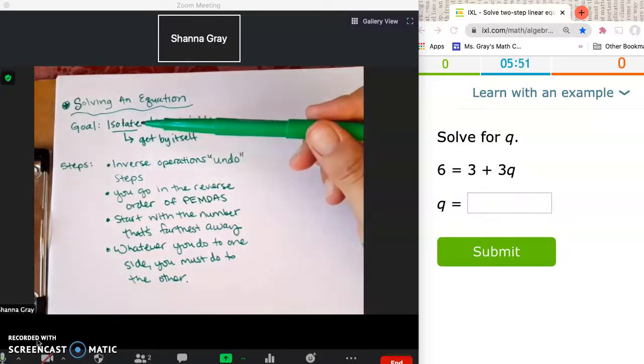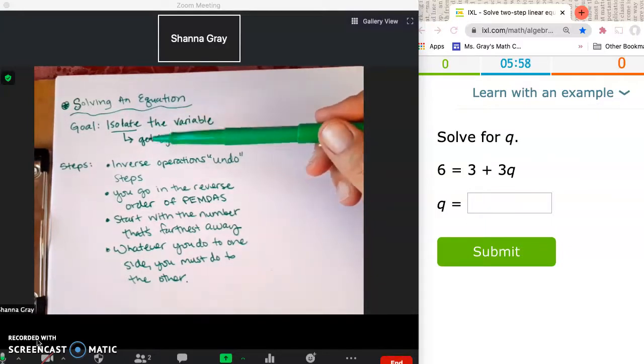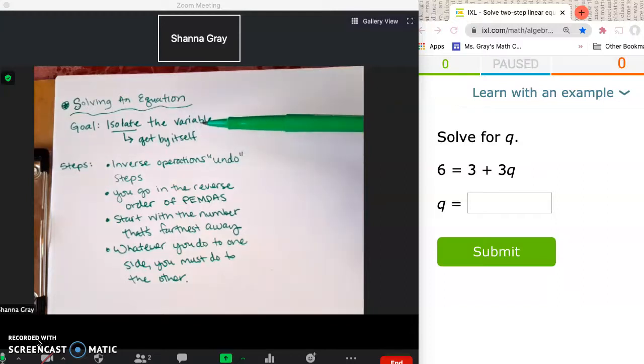If you think about what isolate means, like the idea that I'm going to isolate my cranky 2-year-old, that means I'm going to get it by itself, right? I'm going to take the letter in the problem that I'm solving for and move it so that it's all by itself.